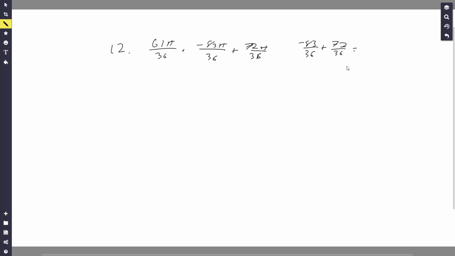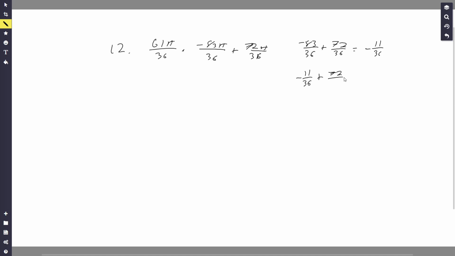And that is going to give you 6 plus 72 over 36. That's going to give you negative 11 over 36. Now we haven't gotten to the coterminal angle just yet, so we are going to add another 72 over 36 because that's another 360 or 2 pi.